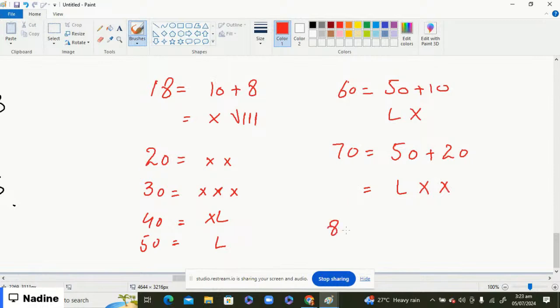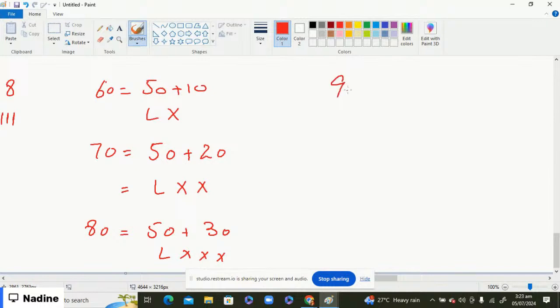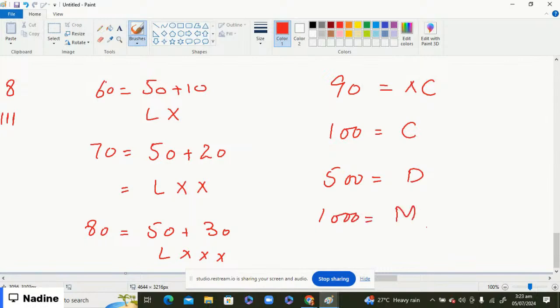Now for 80, it's also the same. That is 50 plus 30. So 50 is L, 30 is XXX. Now 90 and 100 are different. 100 is your C and for 90, 10 is subtracted from C. Now for 500, it's D, and for 1000, it's M.